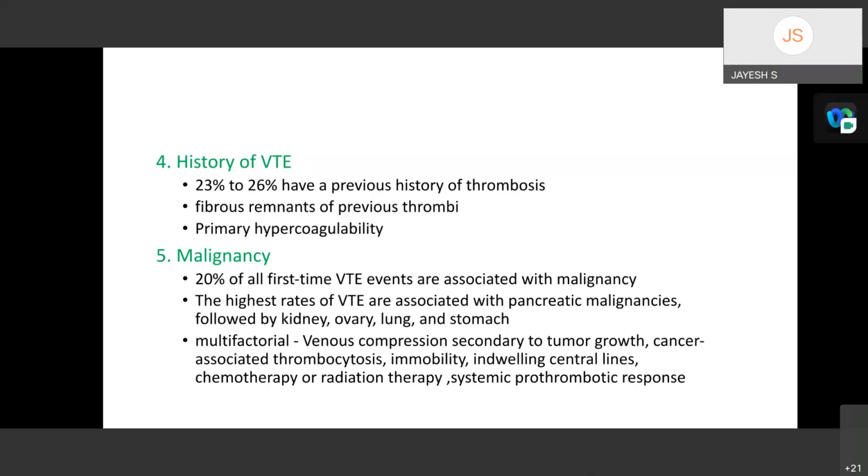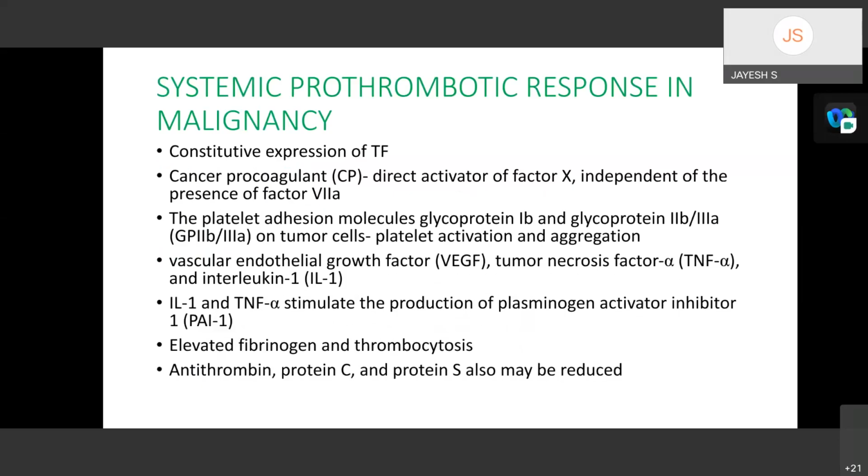It may be multifactorial, maybe due to venous compression secondary to tumor growth, cancer-associated thrombocytosis, immobility, indwelling central lines, chemotherapy or radiation therapy. Systemic thrombotic response. The systemic prothrombotic response in malignancy is due to constitutive expression of tissue factor, and there is cancer procoagulant, which is the direct activator of factor 10 independent of the presence of factor 7A. The platelet adhesion molecules, glycoprotein 1B and glycoprotein 2B 3A, may be found on tumor cells, which leads to platelet activation and aggregation.